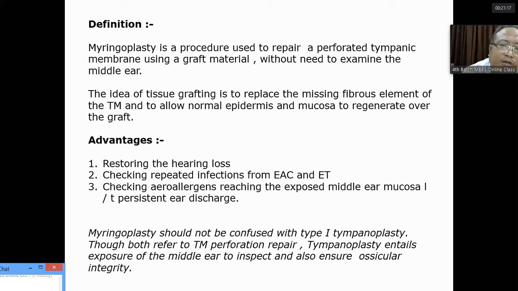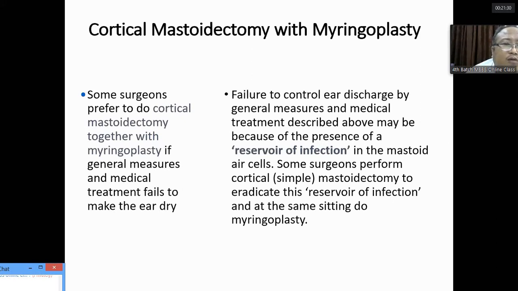If you do have repeated infections in the middle ear, the ossicles will be eroded and the infection may go to the inner ear, and may cause serious damage to the nerve. So in some cases we see the perforation in the middle ear, but the medication does not cause improvement. So sometimes the surgeons may prefer a cortical mastoidectomy and myringoplasty in the same surgery, because there may be a reservoir of infection in the mastoid air cells. So that also has to be controlled, or treated, for the proper management of the otitis media.